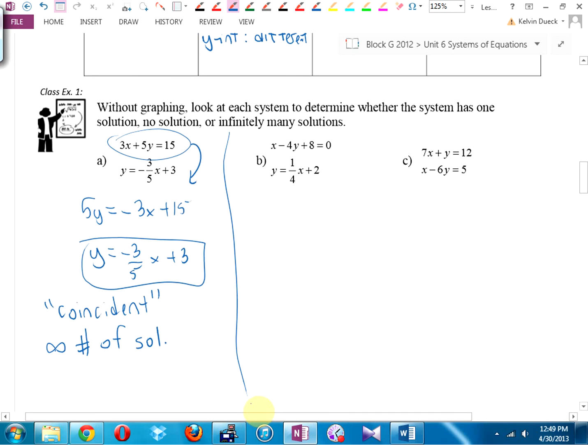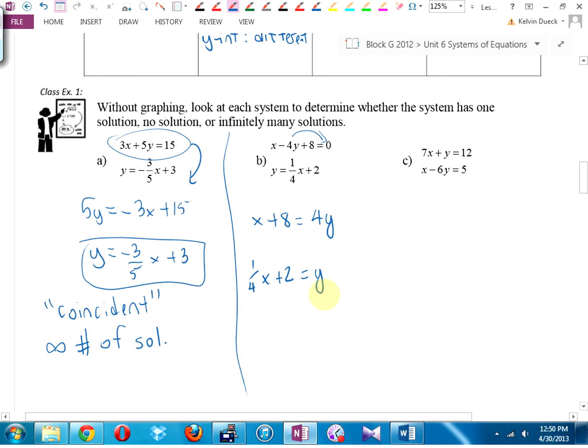B, none, one, or many. Well, let's rewrite that first equation in slope-intercept form. How? I would plus the 4y to that side, and I'll get x plus 8 equals 4y. Divide by 4, I'll get 1/4 x plus 2 equals y.